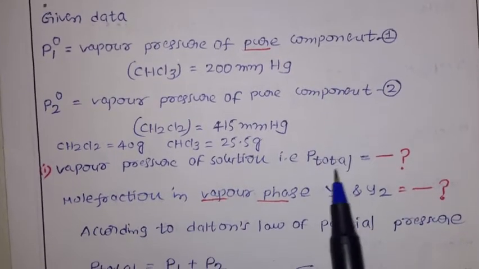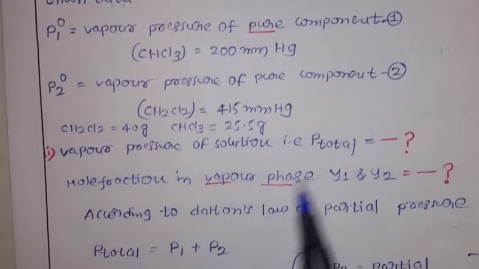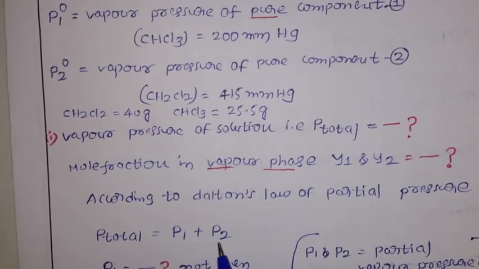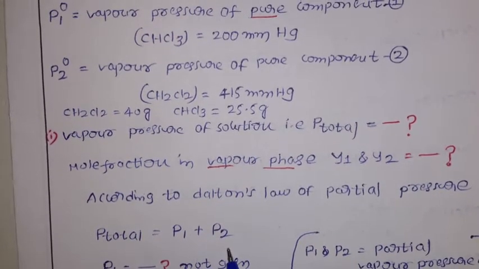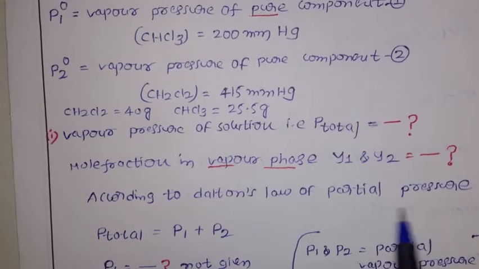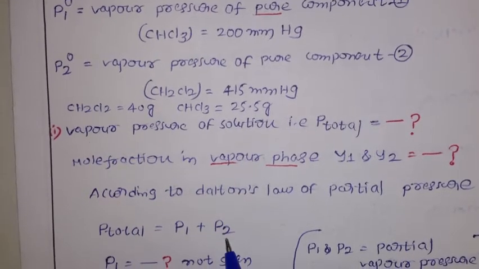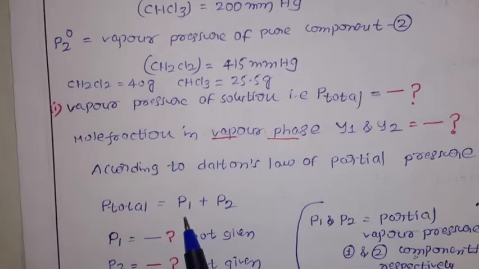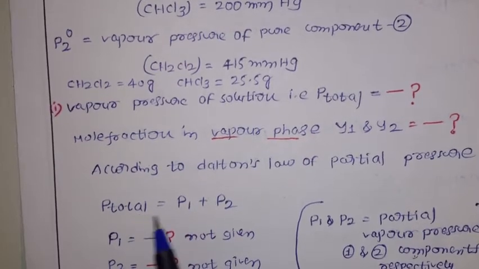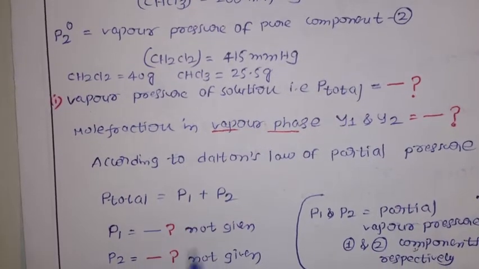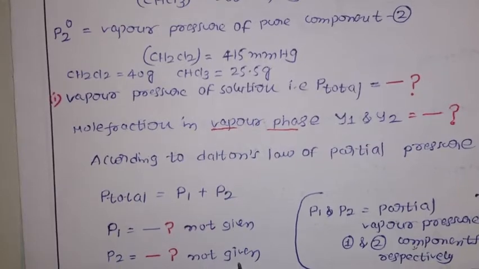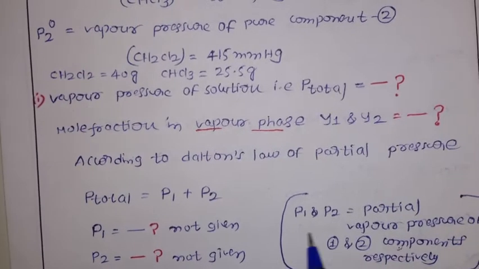Now, P total, as you know very well, we get according to Dalton's law of partial pressures: P total equals P1 plus P2. But if you want P total, we should know P1 and P2, but P1 is not given and P2 is not given. So here, P1 and P2.